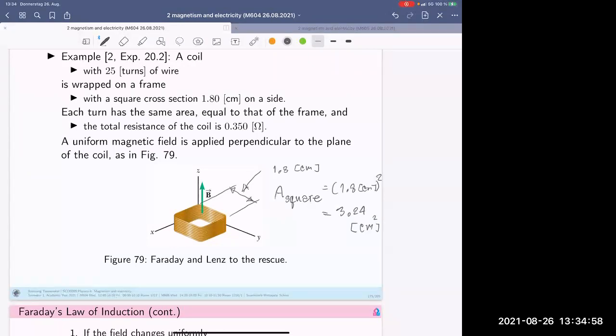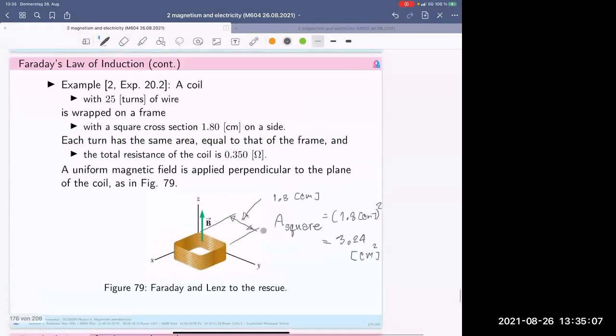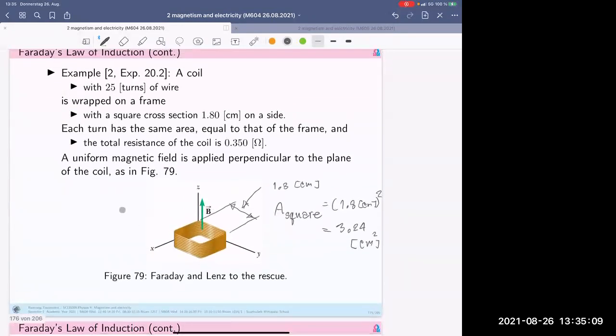You get 3.24 square centimeter, and if you want to convert it to square meter you have to divide the whole amount by 10,000, right? 10,000, yeah.